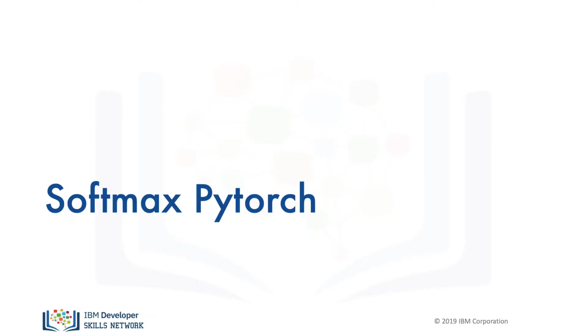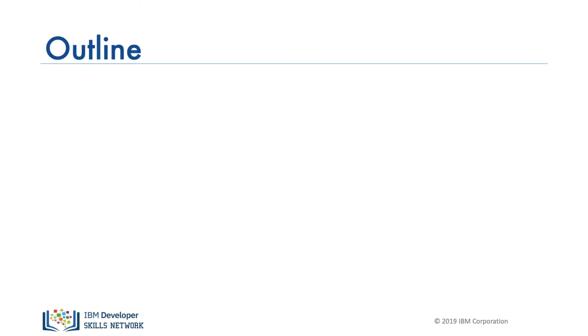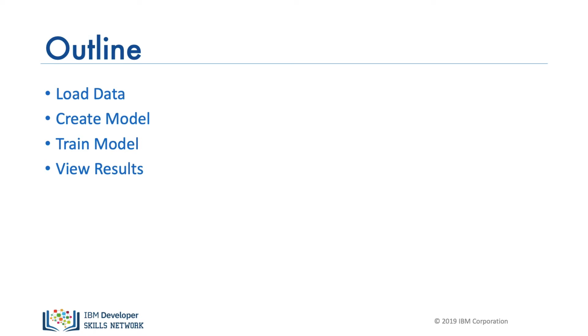In this video, we'll look at how we can start using the softmax function in PyTorch for performing classification. The essential steps for performing any kind of classification in PyTorch are as follows. First, we need to load our data. Next, we create our model. Next, we train the model on training data. And finally, we view the results by using our model to classify test data.